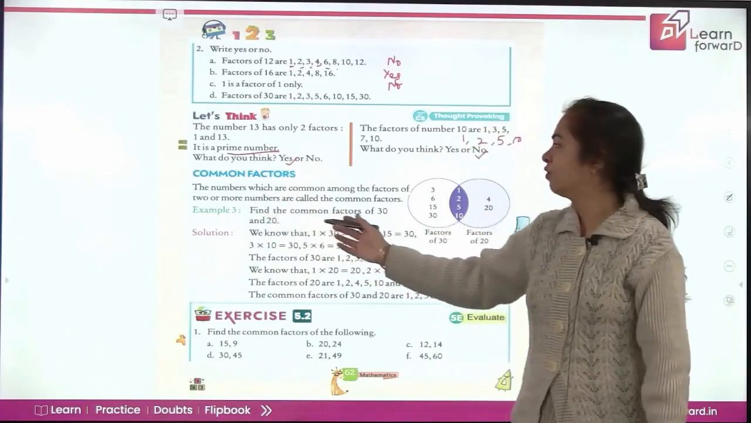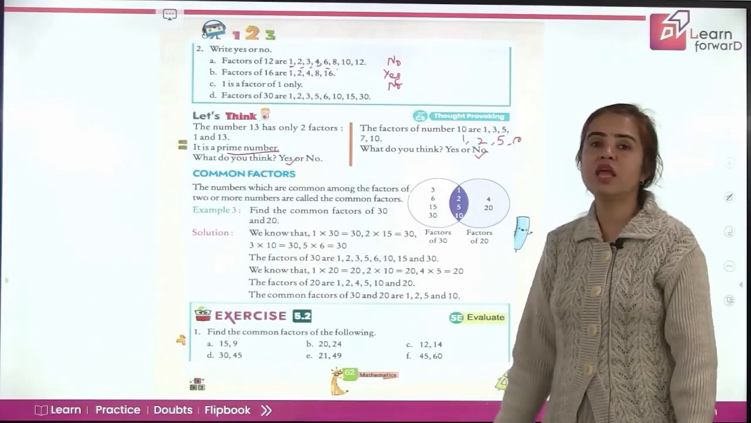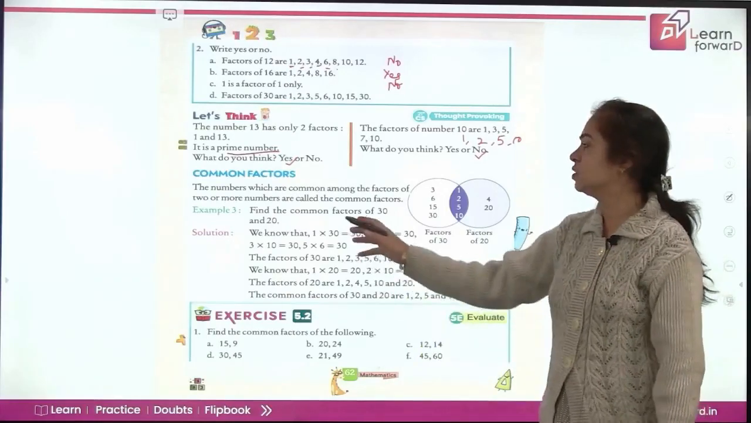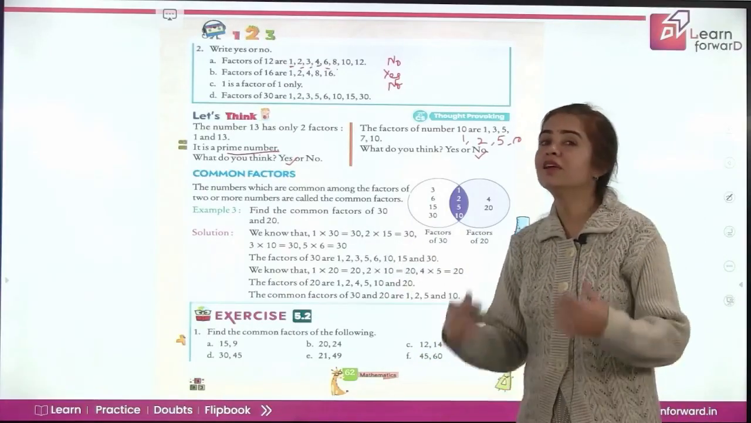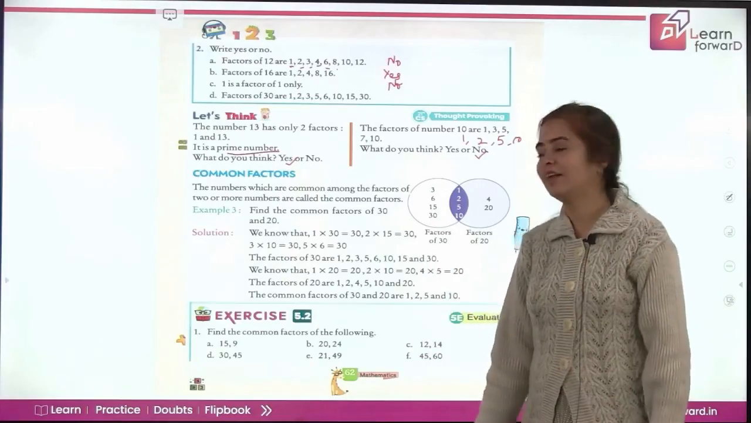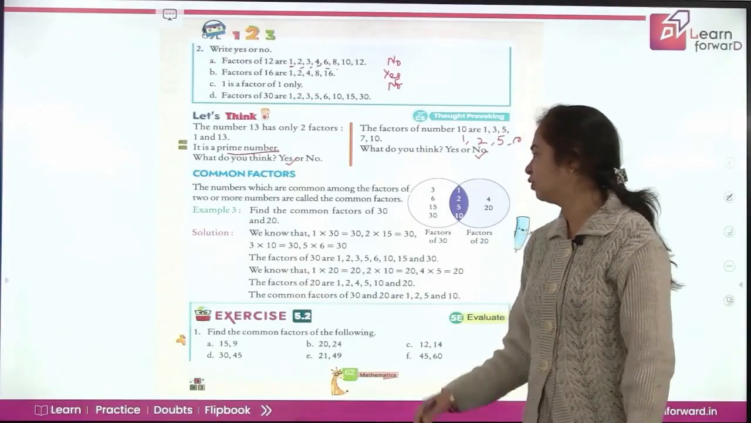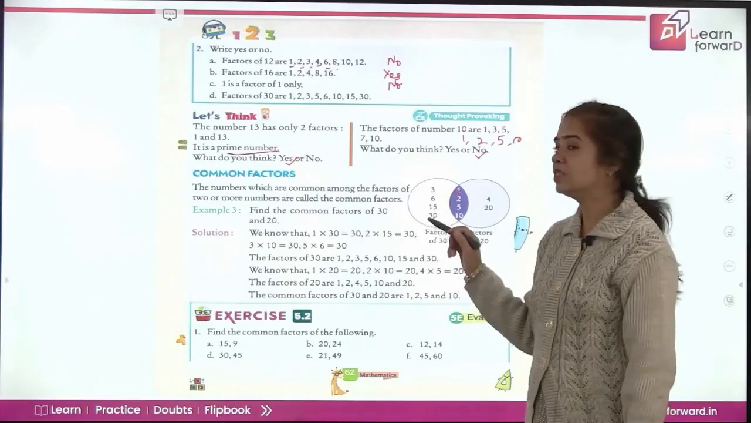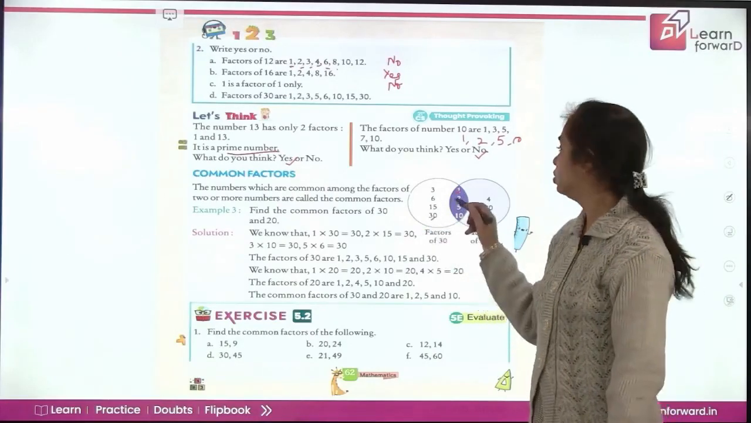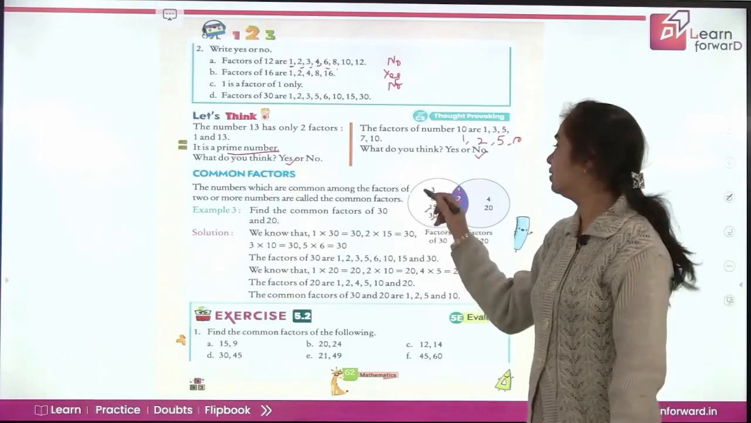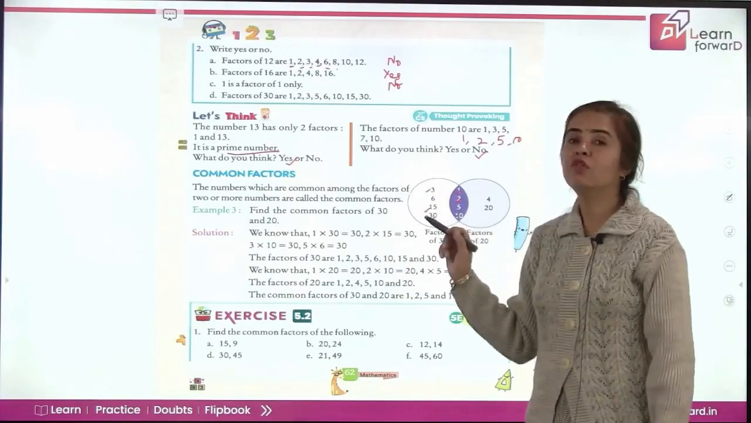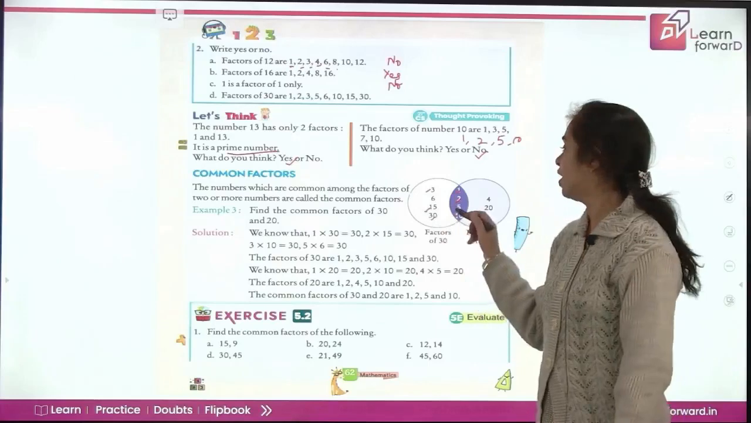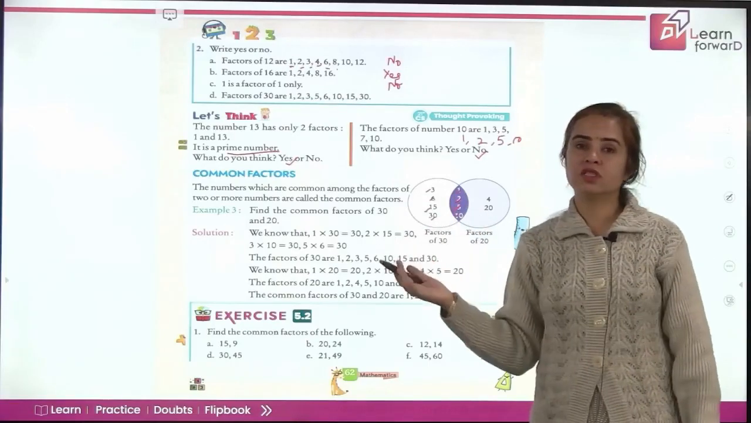So if you have to find the common factors of 30 and 20, we will first list all the factors of 30. My way of directly listing. What are the factors of 30? 1, 30. Then is it divisible by 2? Yes. 2, 15. Then 3, 10s are 30. 4, not possible. 5, 6s are 30. And your search ends here.